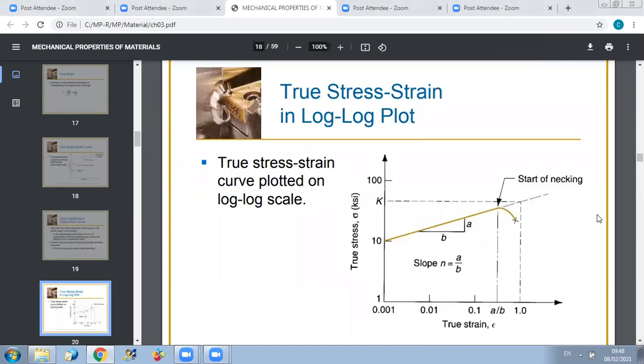Now, how can we use the true stress-strain plot in order to determine the characteristics of the strain hardening zone? If we do the plot together, a good idea is to do the log-log plot, because if we do the log-log plot, we will see that we have a linear variation. Why? I will tell you why.